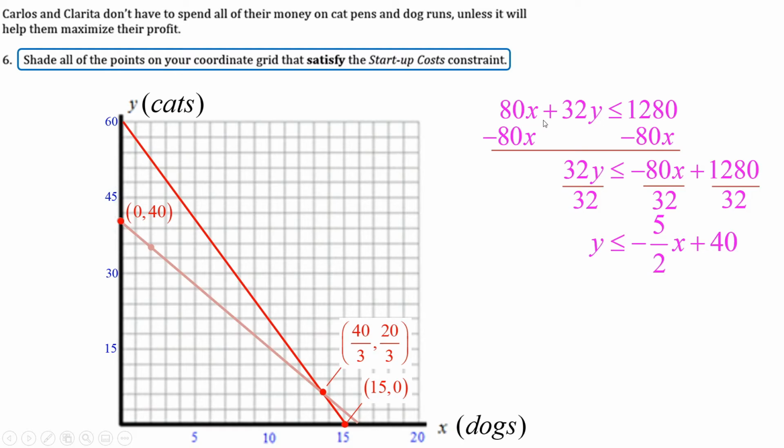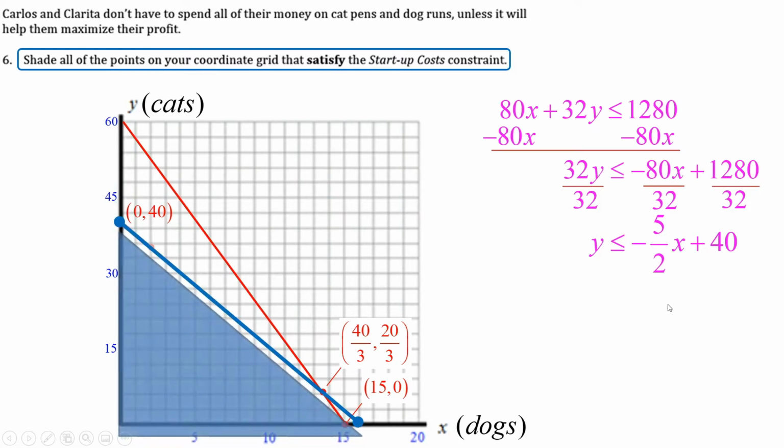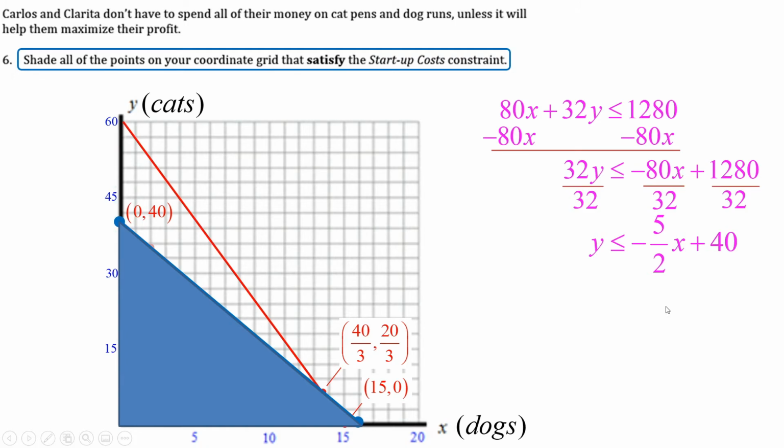Remember, here it is right here. In general form, 80x plus 32y is less than or equal to 1,280. Or in slope-intercept, y is less than or equal to -5/2x plus 40. So that would be every point with whole number coordinates on our boundary line, that tan line, or below it. They're on it or below it. And that is it. There they are right there. Beautiful.